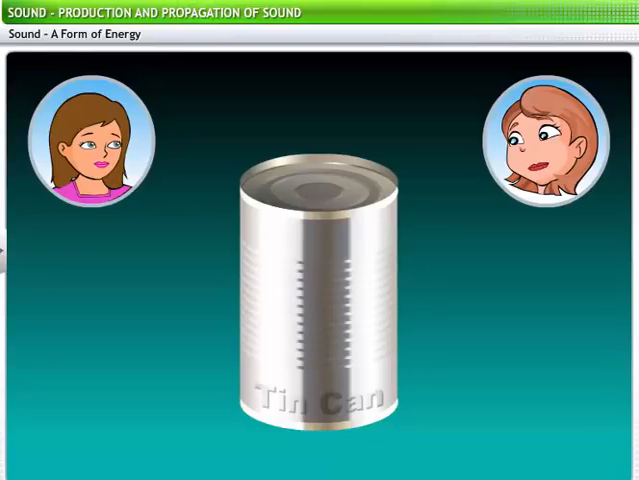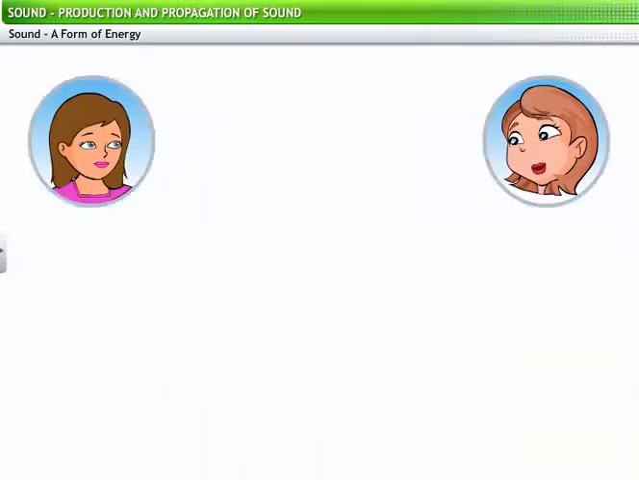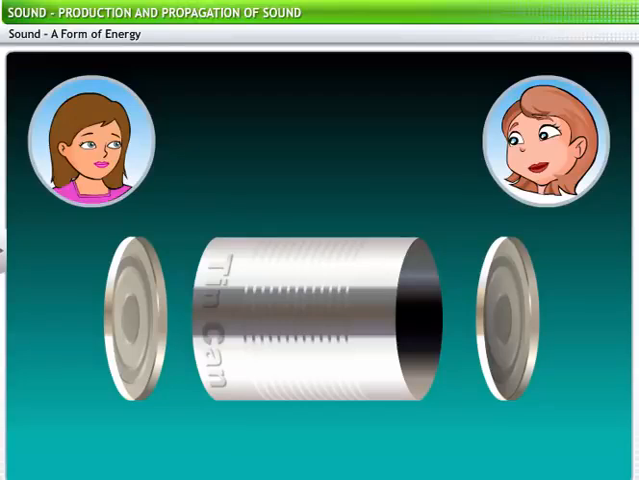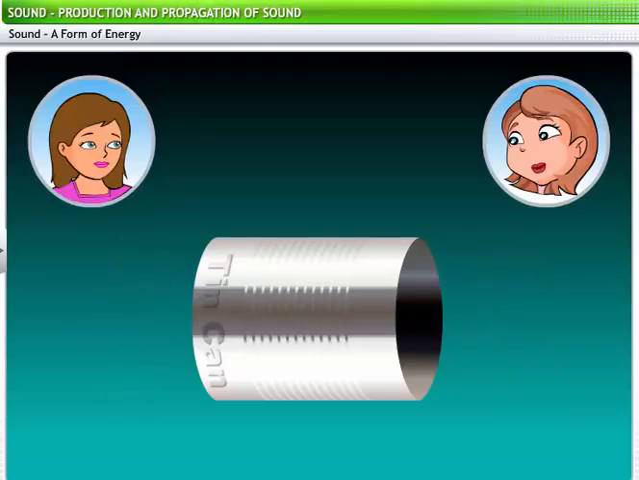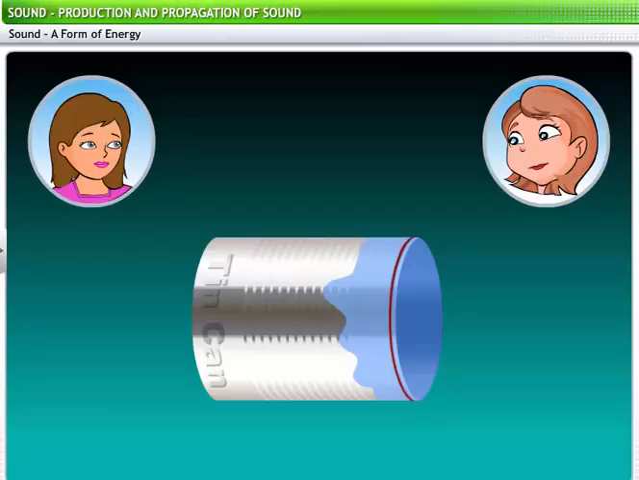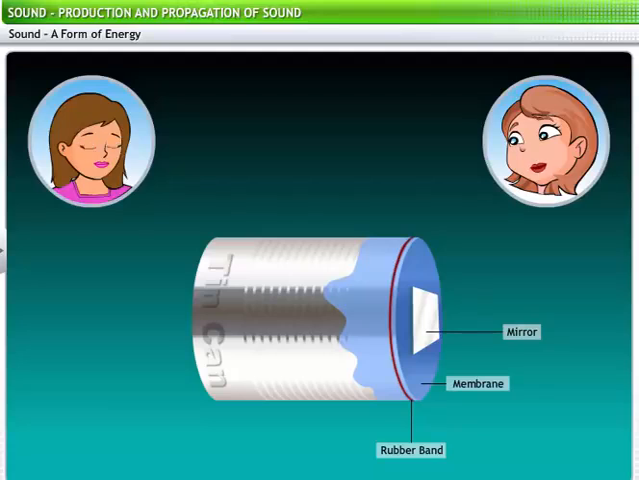To start, we take a tin can and remove the base and the lid of the can to create a cylinder open on both sides. Then we stretch a balloon around an open end of the cylinder and secure it with a rubber band so that a stretched membrane is formed. We then take a small mirror and stick it to the stretched membrane made out of the balloon on the outer side of the cylinder.